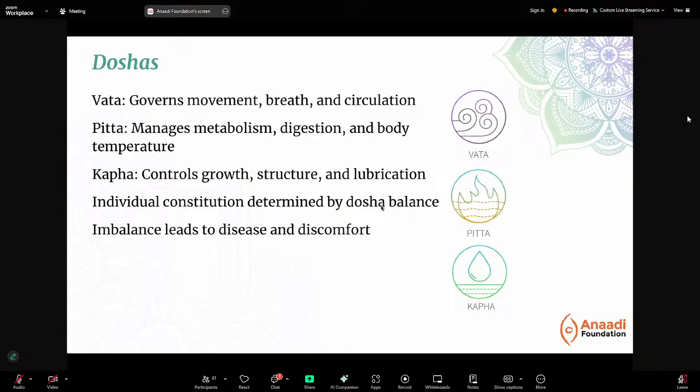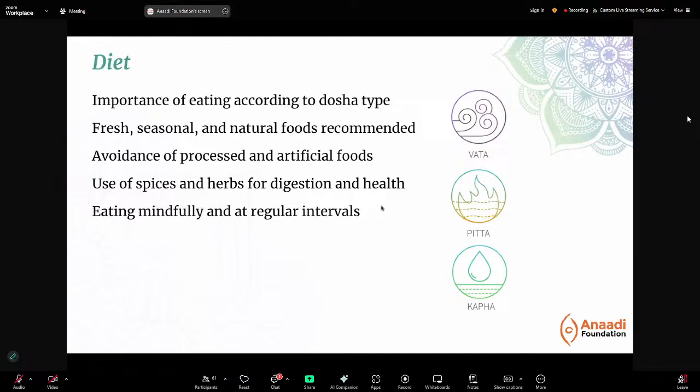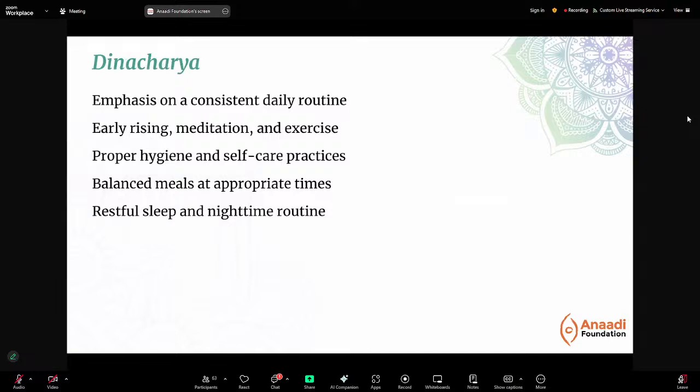So importantly, diet should be in alignment with the dosha type. Fresh, seasonal, and natural foods are recommended, and avoidance of processed and artificial food is recommended. Use of spice and herbs for digestion and health, and eating mindfully at regular intervals. And Dinacharya it emphasizes. So here, if you see, these are the important concepts of Ayurveda. One is dosha. The other one is food. The other one is Dinacharya.